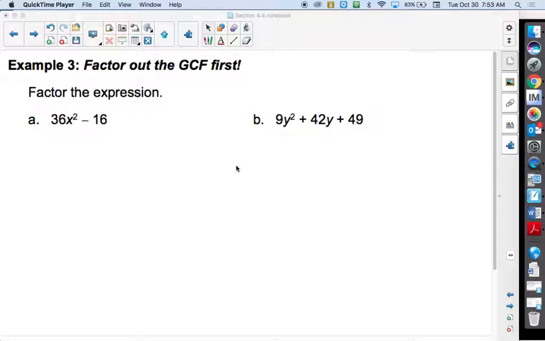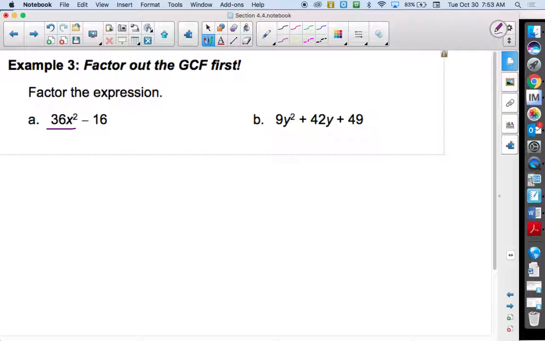So is there a GCF with 36 and 16? Got it? It's 4, yeah. So we can divide these by 4. And Gavin, if we pull that 4 out, what do we have left? 9x squared and then minus 4.